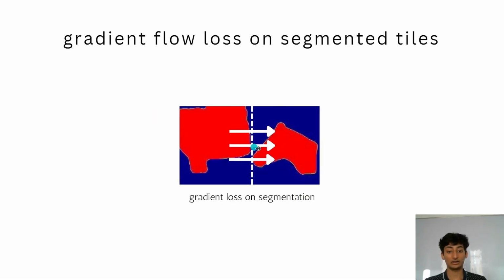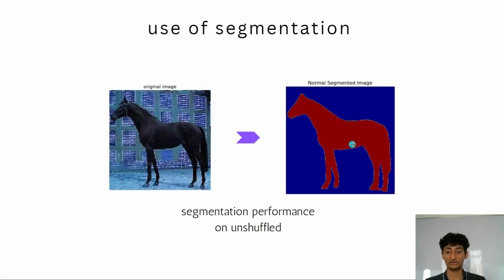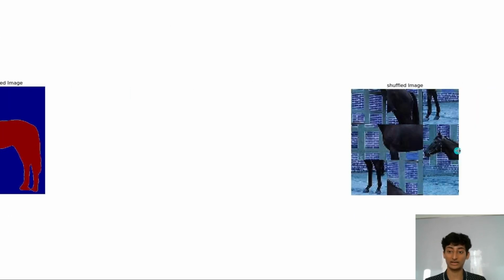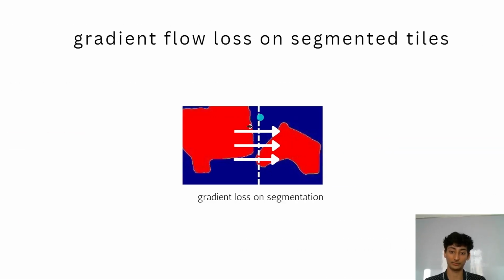And the gradient loss on segmentation is also great, because there's very harsh gradient flow when you look at these two segmented images, which is not the case here. So if it gets divided in this particular part, the gradient flow is smoother here, smoother here, smoother here, smoother here. Which is not the case if you have this particular image.